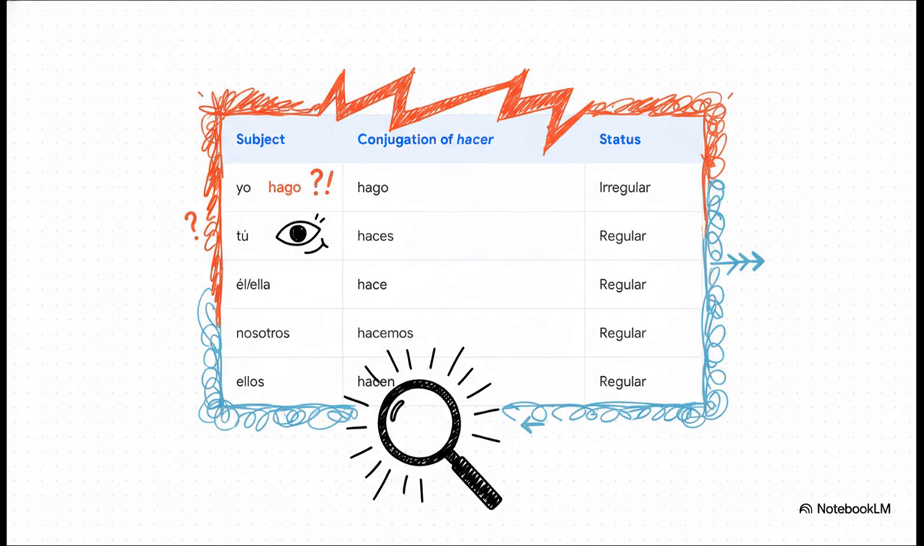Okay, check this out. This table really pinpoints the problem perfectly. Look at the verb hacer. Tú haces, él hace, nosotros hacemos. All of these follow the normal, predictable pattern for verbs. It's only that first one, the yo form, that decides to go completely rogue. This, right here, this is the heart of our mystery.